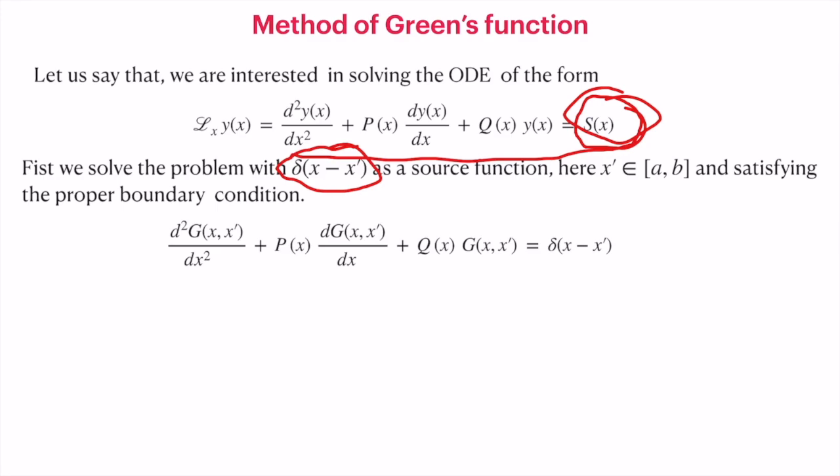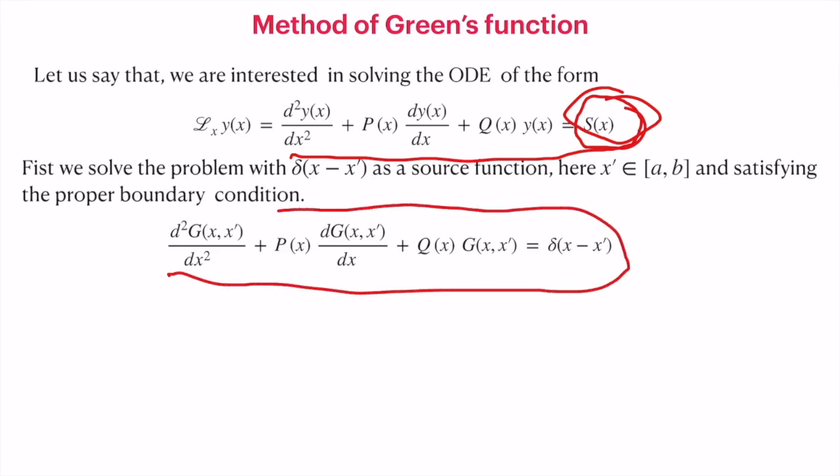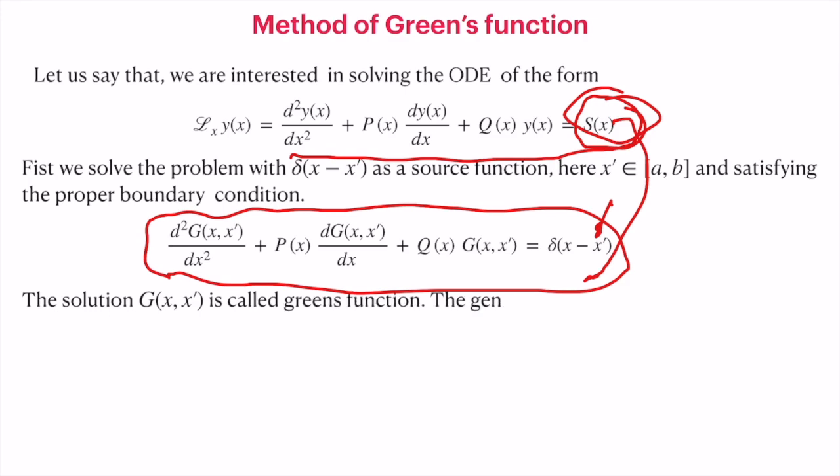So we need to have x prime inside the boundary and solve this differential equation, essentially replacing the source term by a Dirac delta function. This solution is now a function of both x as well as x prime. x prime is coming from the Dirac delta function, and that is what we call a Green's function.